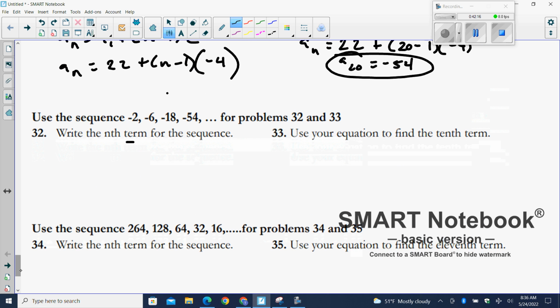Okay, question 32. What's happening? From a negative 2 to negative 6, looks like we're going down by 4, but that is not the case from a negative 6 to negative 18. So next check. What are we multiplying by? Well, it looks like multiplying by 3. Times by 3 to get to 6, times by 3 to get to 18, times by 3 to get to 54, etc. So I know it is geometric, which is this equation.